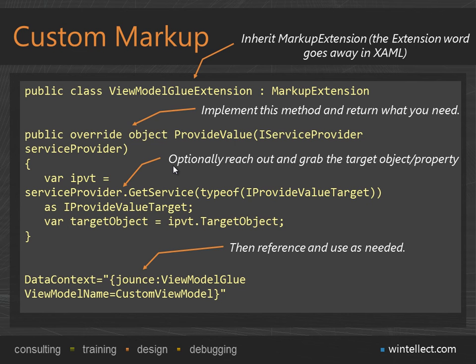So here, for my data context, instead of using a binding command, I'm using my own view model glue command. In Jounce, which is a framework I have for MVVM that's based on the Managed Extensibility Framework, we tag view models just with a user-friendly name. Here I have custom view model, so it's not based on the type, it's just based on the name. That's so if I have one in another file that I may load down the road, I can still reference it. I don't have a dependency on that type. It can be dynamically loaded later.